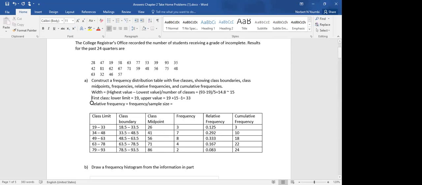Then for the frequency, we are going to go back to Excel. In column A, we put the data values. In column B, we are going to put the bins, that is the upper class boundaries. We start with 33.5, 48.5, 63.5, 78.5, 93.5.